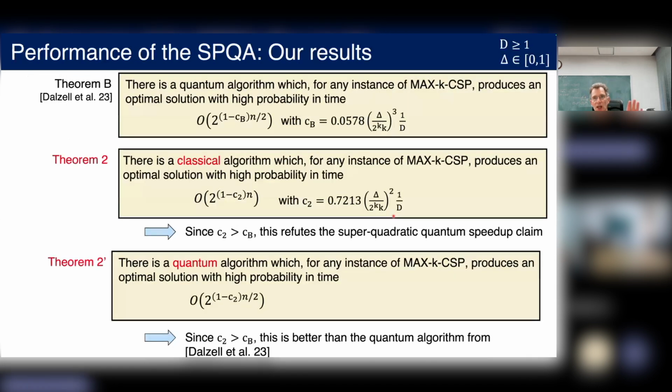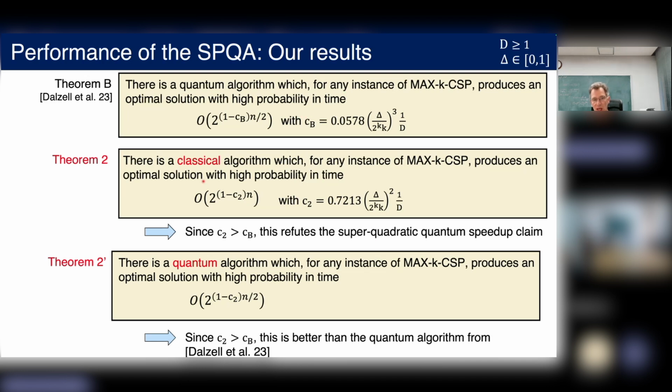Okay, so if not, I will go back to the slide about the results. So what we have shown again is a classical algorithm that solves the same problem as a quantum algorithm, but with a constant value here, C2, which is actually better, larger. Okay, so this refutes the super-quadratic quantum speedup claim from the original paper.